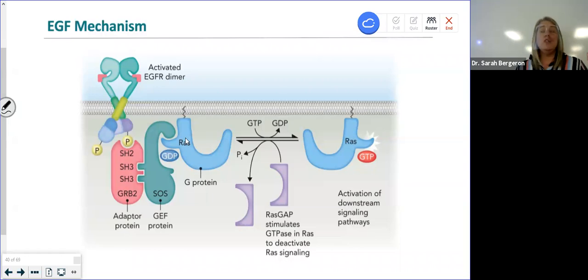Now, do you want RAS to be on all the time? Remember, this is a growth factor receptor. So growth factor tells things to grow. No, when you're a kid, right, or you're a developing fetus, something like that, yes, you want things to grow. But we want to be able to turn off the signal.